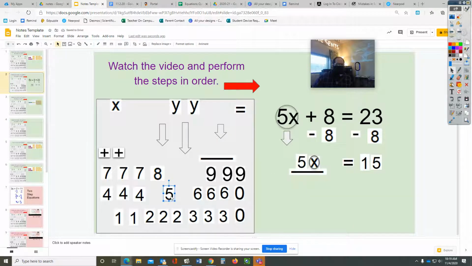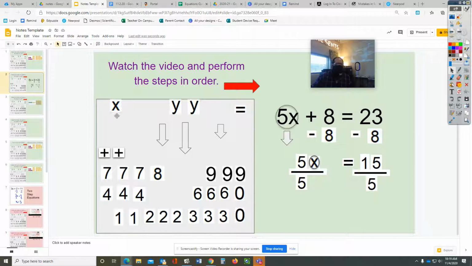And I'm going to cancel that 5 out by dividing by 5. Now, if I divide by 5 on the left-hand side, I'm also going to need to divide by 5 on the right-hand side. So I'm going to bring my fraction bar and my 5 over here to the right side as well. And so now I have 15 divided by 5.